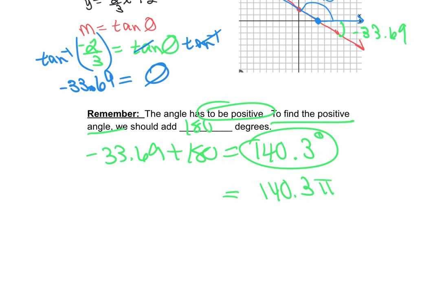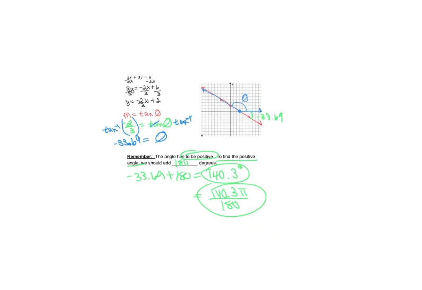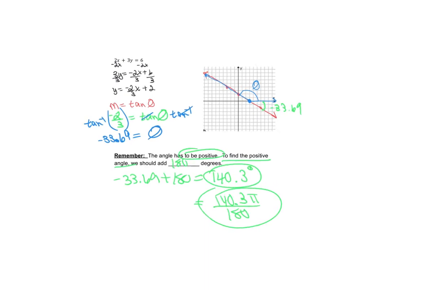Okay, if we were going to change that into radians in terms of pi, we would have 140.3 pi over 180. And again, when we have decimals like this, we're just going to leave it as a decimal and pi in the fraction. We're not going to change it. If at any point it asks you for the decimal like we did on the previous page where we went 4 places and we rounded it, we could, but we're just going to leave it like this.